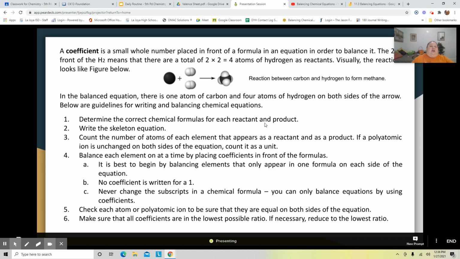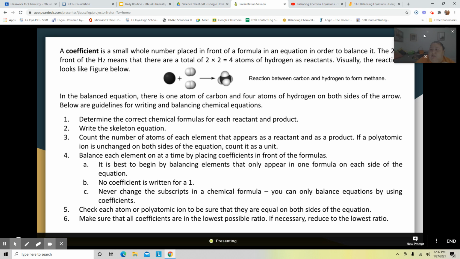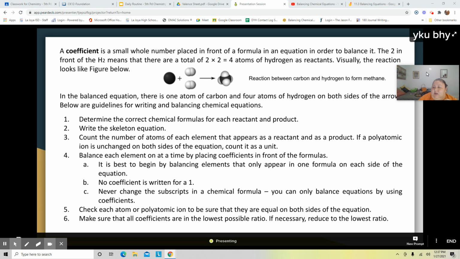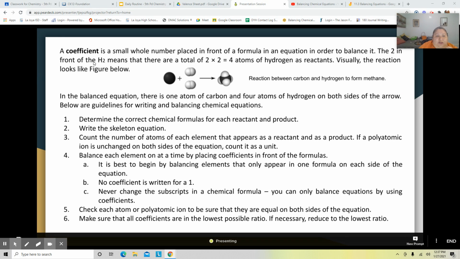Okay, now let's talk about what a coefficient is. The number that we put in front of the formula to balance, right? A coefficient is a small whole number placed in front of a formula in an equation in order to balance it. The 2 in front of the H2 means that there are a total of 2 times 2 equals 4 atoms of hydrogens as reactants.